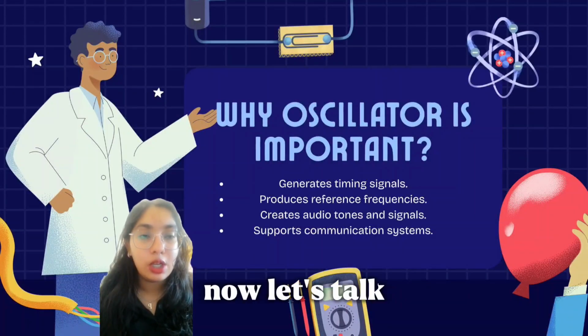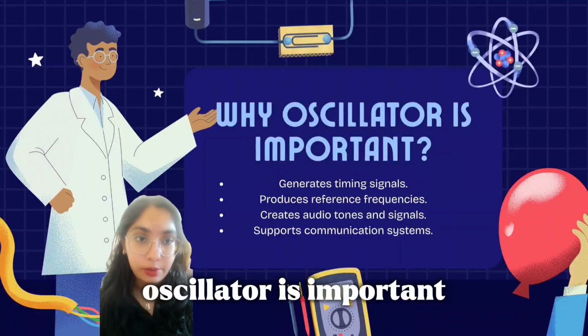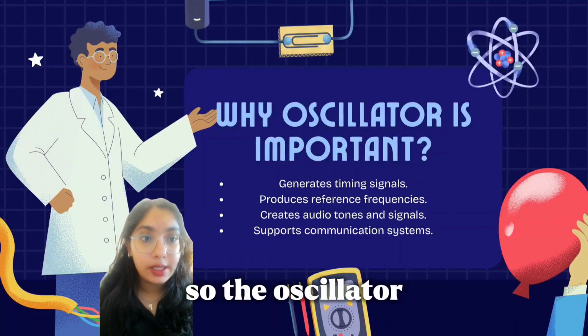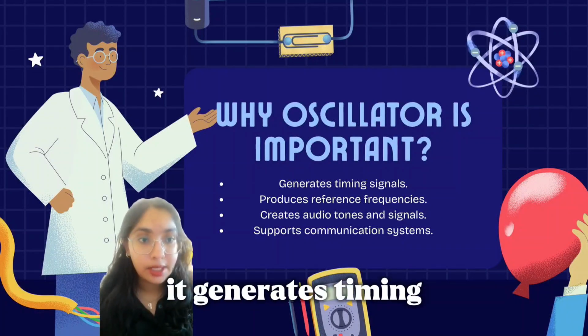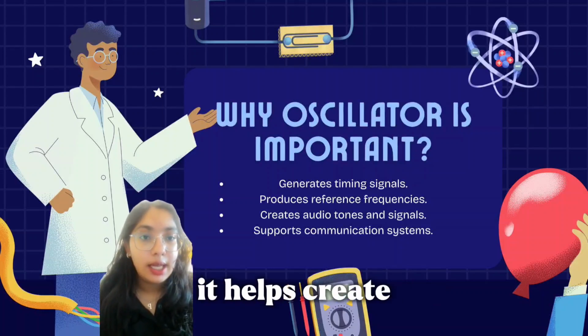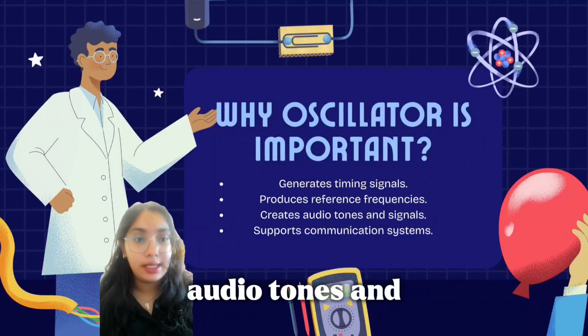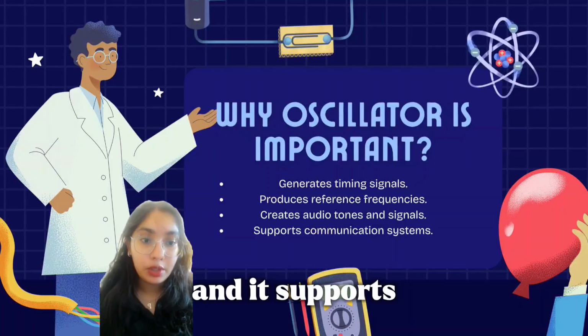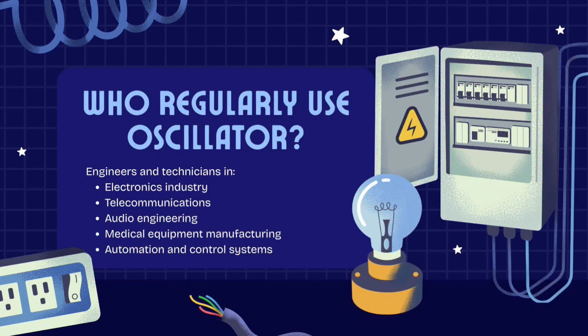Now, let's talk about why an oscillator is important. The oscillator is important as it generates timing signals, it produces reference frequencies, it helps create audio tones and signals, and it supports communication system.